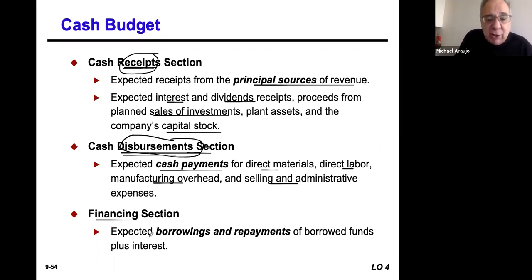So the financing section shows when you expect to actually borrow money. And then, of course, you need to repay those. Usually it's right in the next quarter. These are usually very short-term loans that are happening in this line of credit. Again, plus interest.